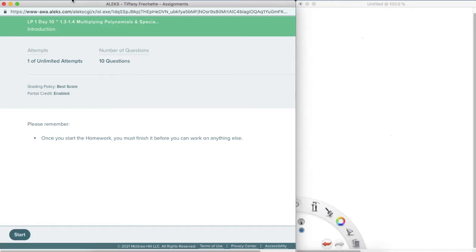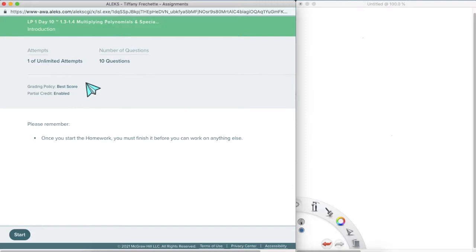So just to refresh on the screen here, remember when we open our homework, it's also going to give us a due date here. It doesn't give me that on the teacher preview, but you will see it on your screen. You always have unlimited attempts, so you can come in and complete this assignment as many times as you would like. This particular assignment has 10 questions on it.